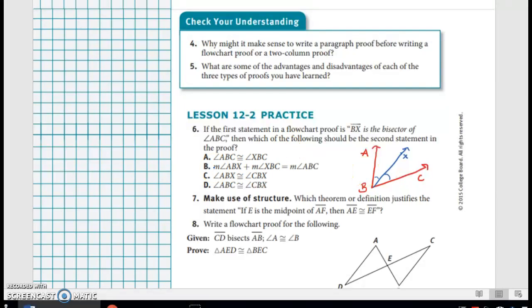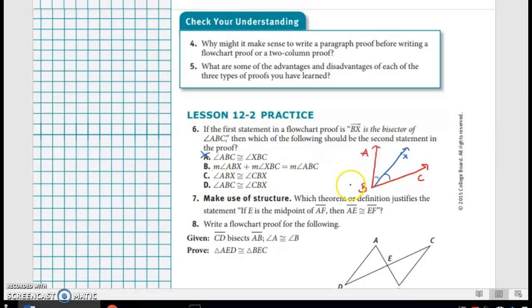Part A says that angle ABC is congruent to angle XBC. Well, because of my image, I automatically know that doesn't make any sense, and that can't be right, because the big angle cannot be congruent to half the angle. So A is out.